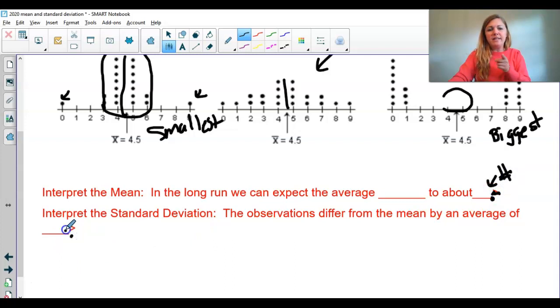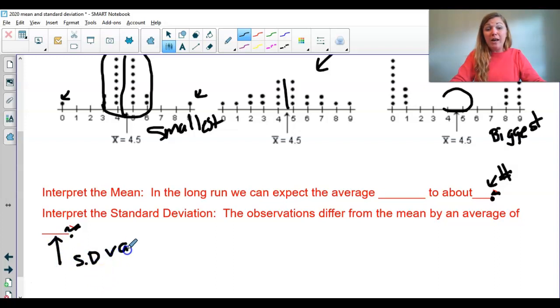And here's another sentence frame for you. Standard deviation. This is one you can use. The observations differ from the mean. There's some difference from the mean, right? By an average of whatever that standard deviation value is.